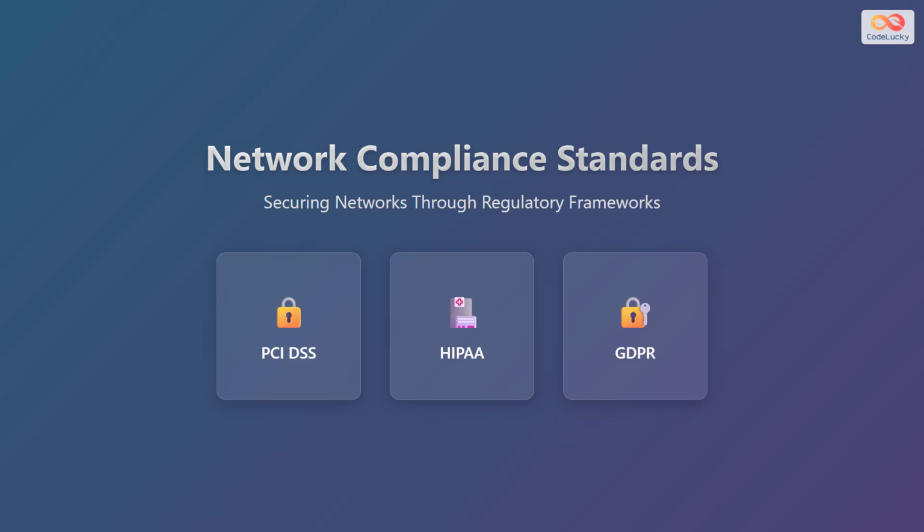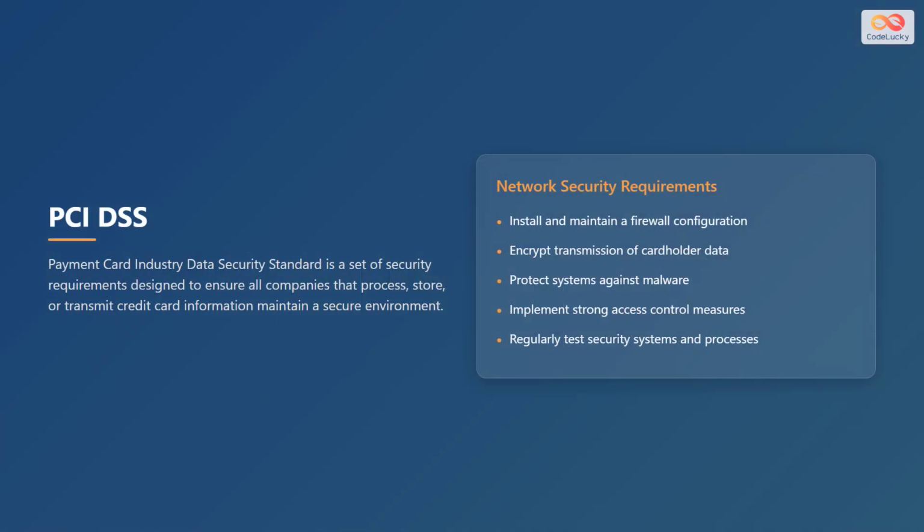We will be discussing Payment Card Industry Data Security Standard, Health Insurance Portability and Accountability Act, and General Data Protection Regulation. Payment Card Industry Data Security Standard, or PCI DSS, is a set of security requirements designed to ensure that all companies that process, store, or transmit credit card information maintain a secure environment. It applies to any organization that handles credit card data, regardless of size or location.